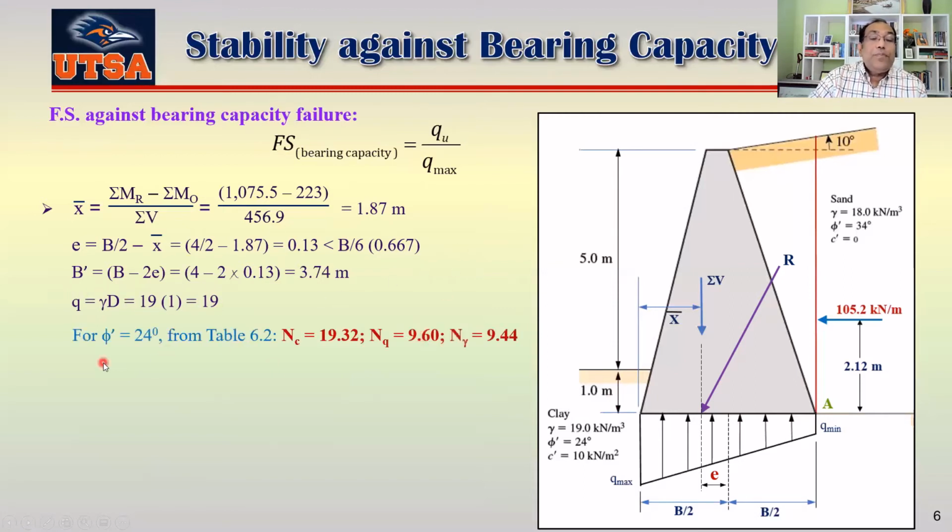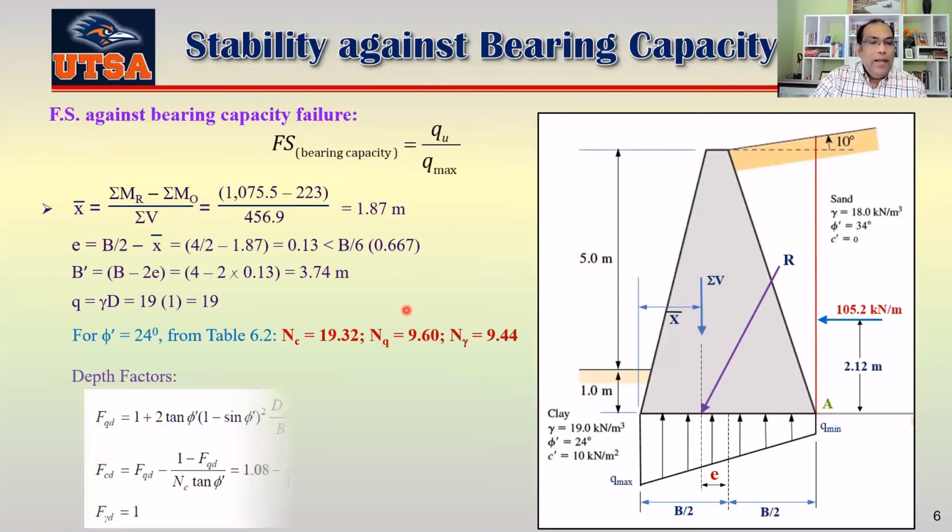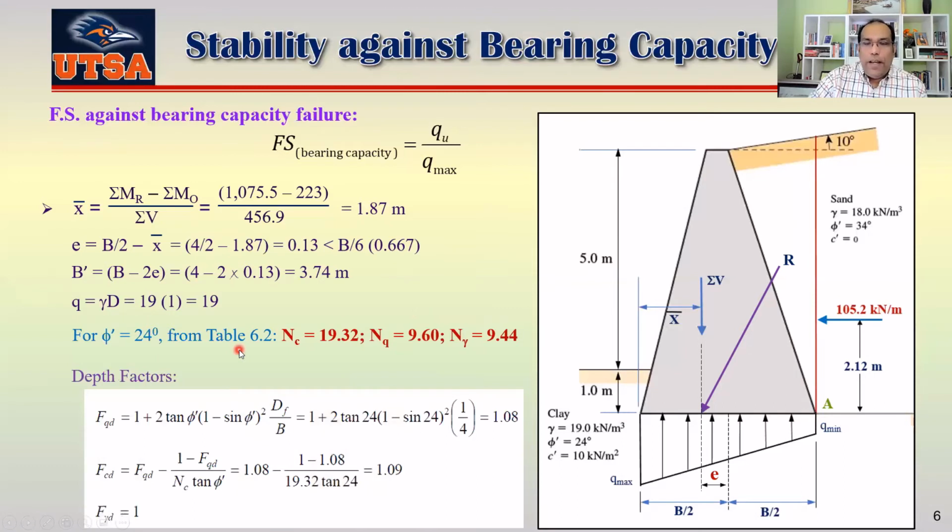Now for phi equal to 24, you can go to table 6.2 to find out your Nc, Nq, and N gamma, which is very similar to what you learned from chapter 6. Okay. Now there are no shape factors here. All the shape factors are 1 because this is a continuous wall. So for your depth factors, we are just using this equation here, because in most cases your Df by B would be less than 1.